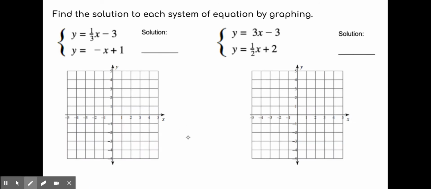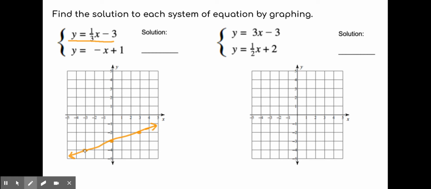Now, you know they're not always going to just put two lines on the same graph and say, where do these intersect? Sometimes we're going to have to graph them ourselves. Okay, so here's the line y equals 1/3 x minus 3. So I want you to graph that line on this coordinate plane. Your line should look like mine.